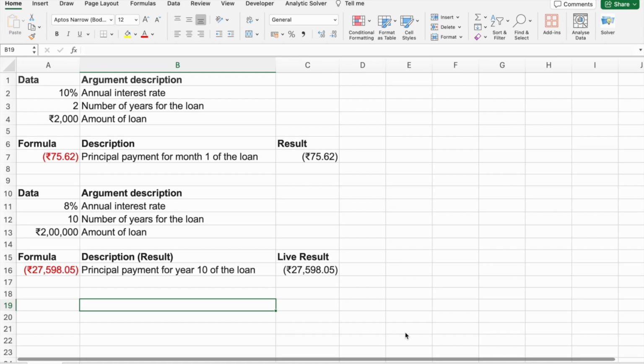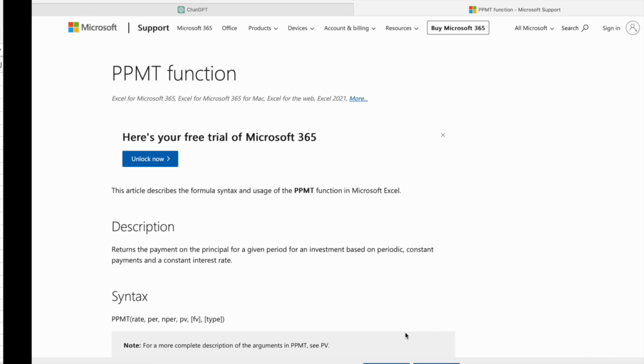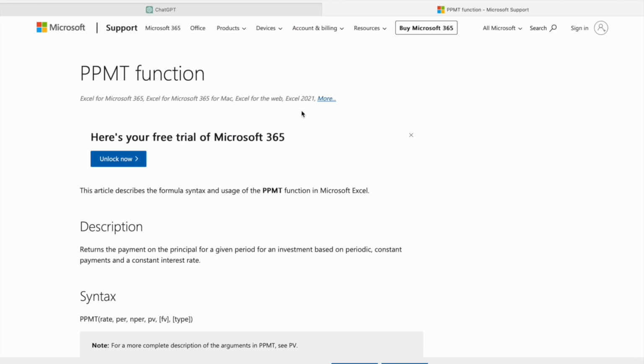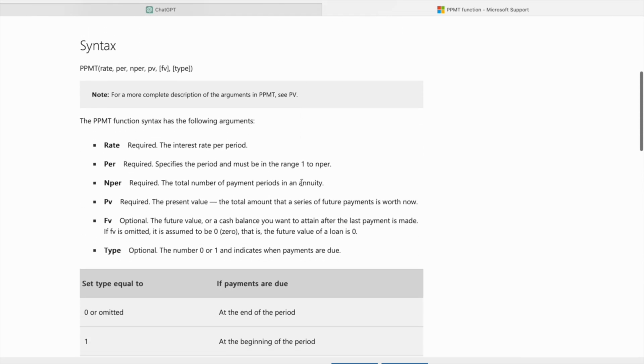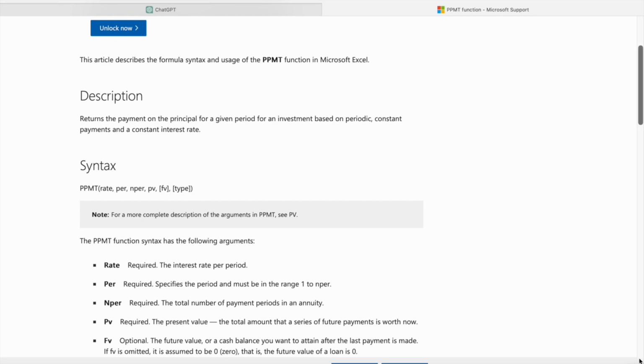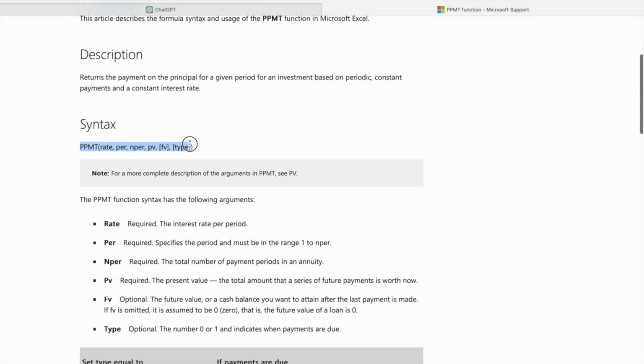Now, let's break it down step by step. First, you'll need to understand the syntax of the PPMT function. For that, we are going to see the official documentation of the PPMT function from Microsoft 365. So here is the syntax.